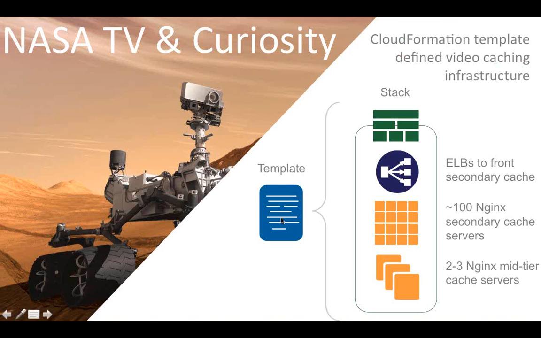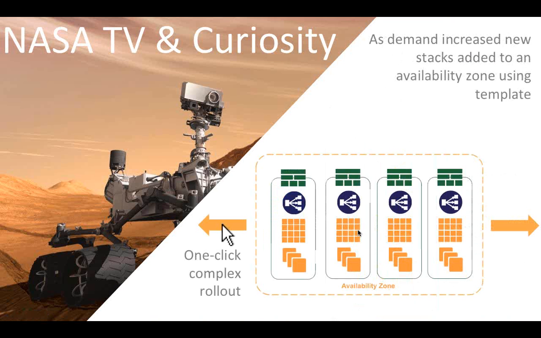They have a CloudFormation template that describes a stack. This stack has load balancers, it has Nginx servers, etc. And when they needed to scale, they just added more of these stacks. With a one-click rollout, they were able to scale the system to meet the global demand when people were excited and watching the Curiosity rover landing.